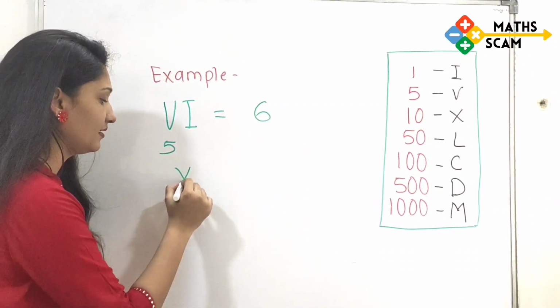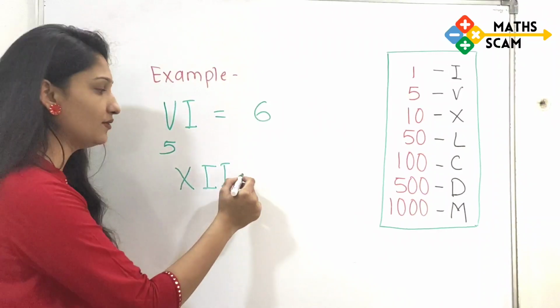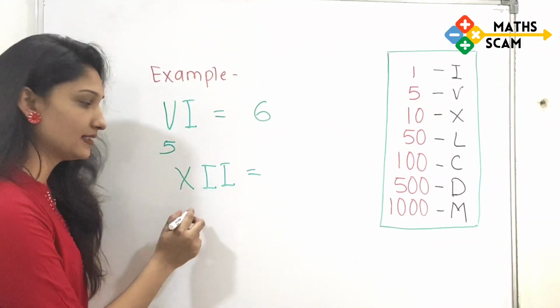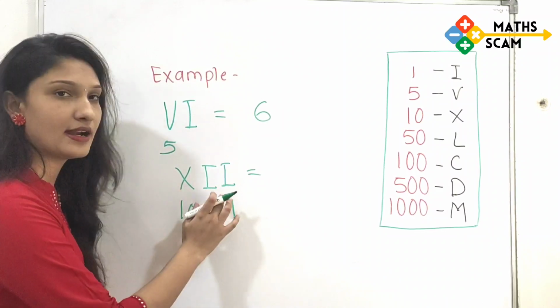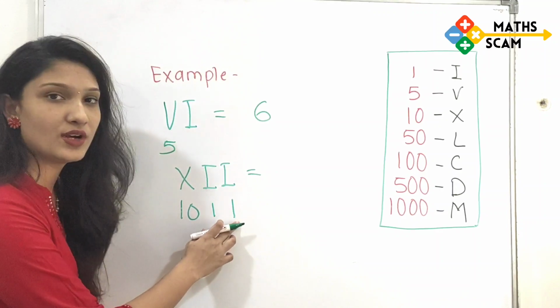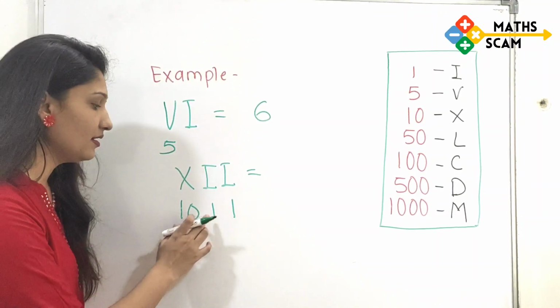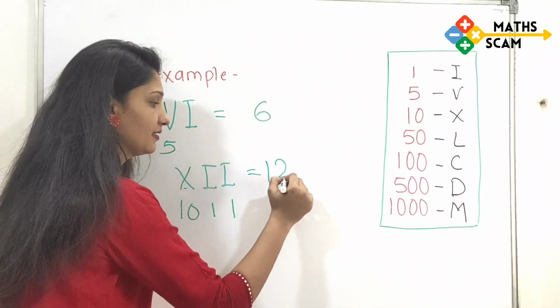Next, if it is X double I, then what will it be? X is 10, I is 1 and 1. Double I follows X. That's why this 1 and 1 will be added to 10. So 10 plus 1, 11 plus 1, 12. So X double I is 12.